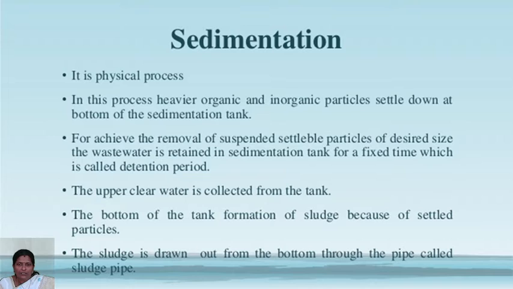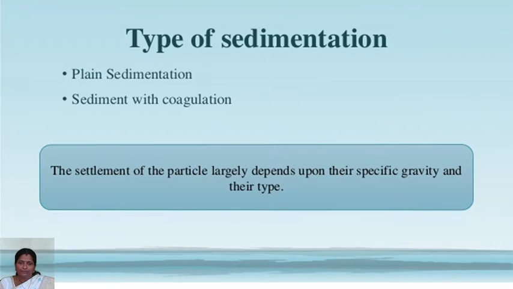For achieving the removal of suspended settleable particles of desired size, the wastewater is retained in the sedimentation tank for a fixed time, which is called the retention period. The upper clear water is collected from the tank. At the bottom of the tank, sludge forms because of the settled particles. The sludge is drawn out from the bottom through a pipe called the sludge pipe.